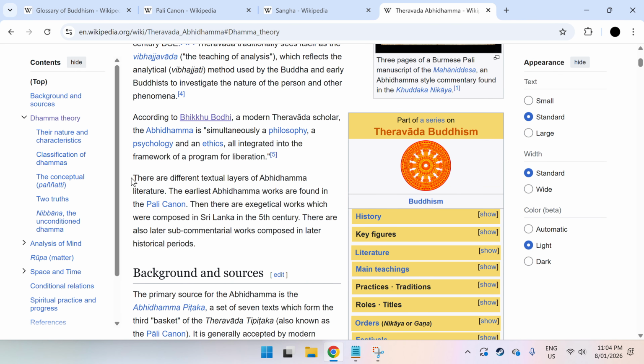There are different textual layers of the Abhidhamma literature. The earliest Abhidhamma works are found in the Pali Canon. Then there are exegetical works which were composed in Sri Lanka in the 5th century. There are also later sub-commentarial works composed in later historical periods.